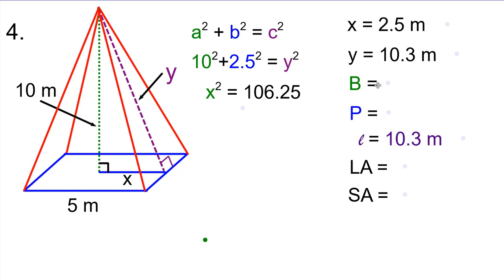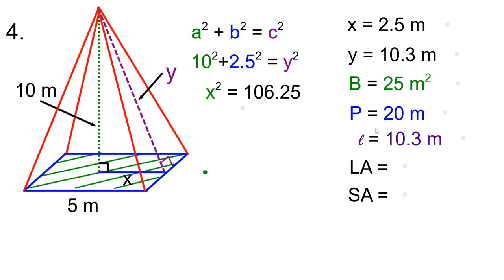Now we want to find the base. So the area of the base, it was a little busy before, so I moved it off here. But the area of the base, which is our square here, is going to be 5 times 5, which is 25 meters squared. The perimeter is 5 times 4, right, which would be 20 meters, not squared because it's a one-dimensional unit.